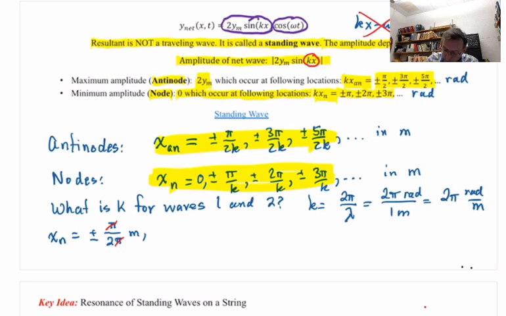Let's do another one. Let's see, where's the next one? Plus or minus 2 pi over k. Again, k is 2 pi per meter. Well, that's just going to be 1. So plus or minus 1/2 meter, plus or minus 1 meter. The next one will be plus or minus 3/2 meters, i.e. 1.5, and the list goes on. Let's go to the animation and see if that's where the nodes are. 1/2 meter, 1 meter, 1.5 meters, etc.